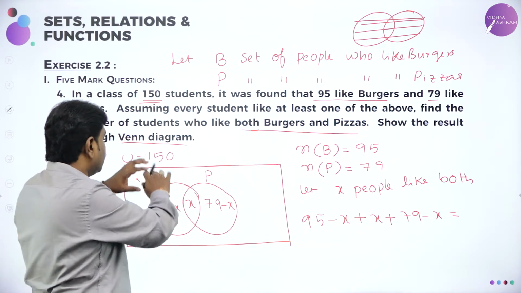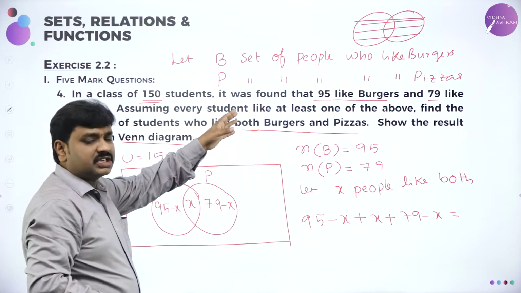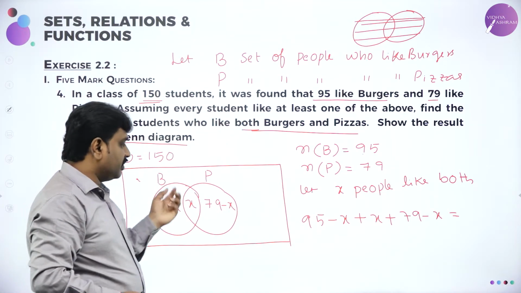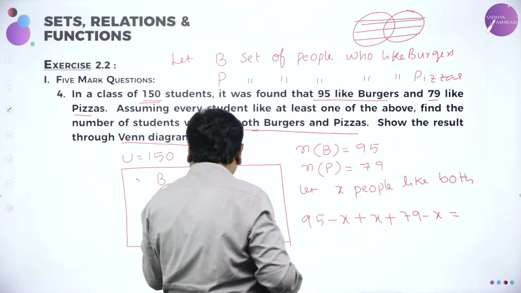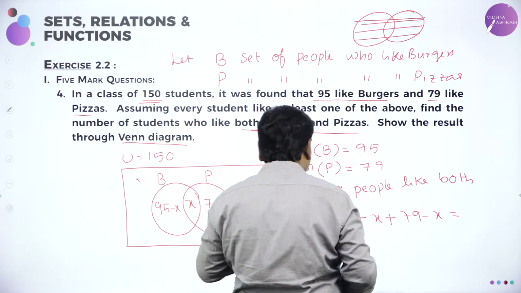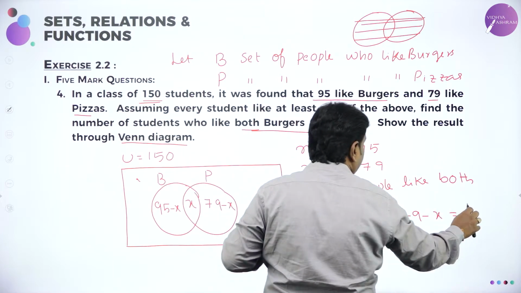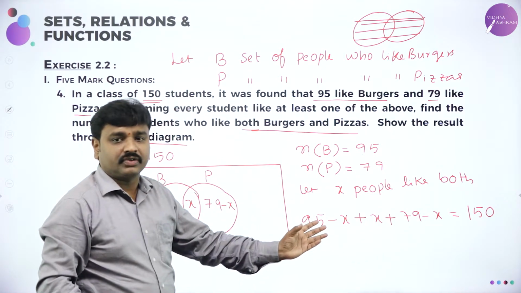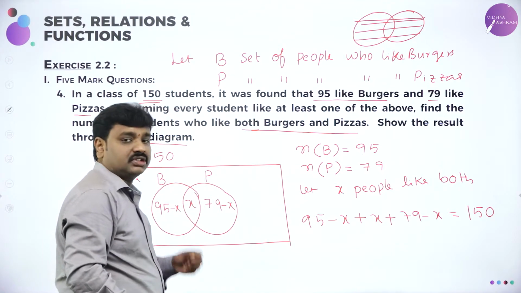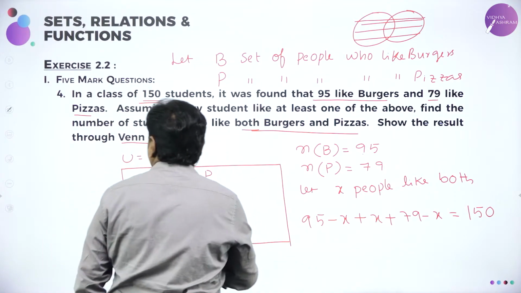And 150 itself is the union. Here union is 150. Why? Because at least one of the two will be taken by all the people. So therefore, if I add all, 95 minus X plus 79 minus X is the total number of people. That is how much? 150. Now if you solve this equation, you will get X. X is what? Common region. So now I can cancel here.